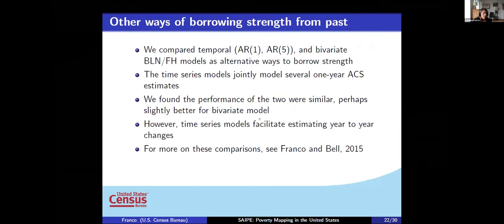So in our case, using a bivariate model is not the only way to borrow information from the past, because we have this survey that happens every year. So we compare doing that to special versions of the BLN that we extended to be temporal. So we extended this BLN model, which is a model that's been used before, to be AR1, AR5, and we compare that to the bivariate models that borrow from the pooled data, since this is a product that we produce in the Census Bureau, these pooled five-year estimates.